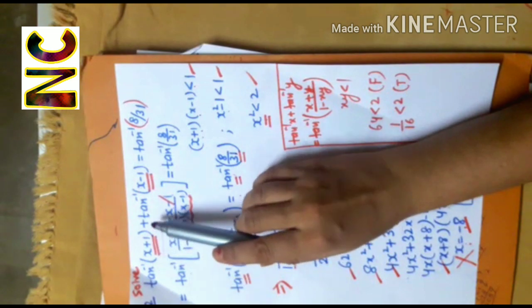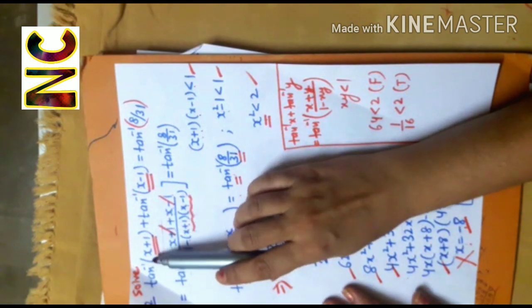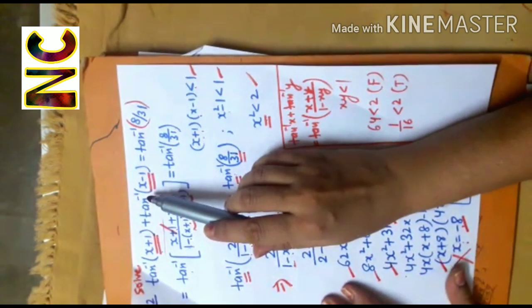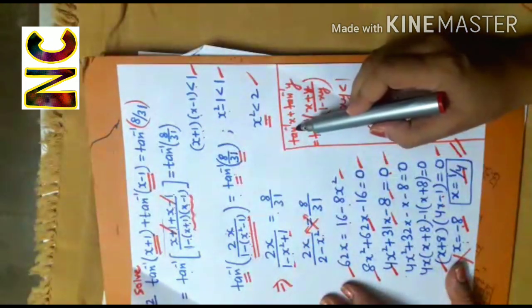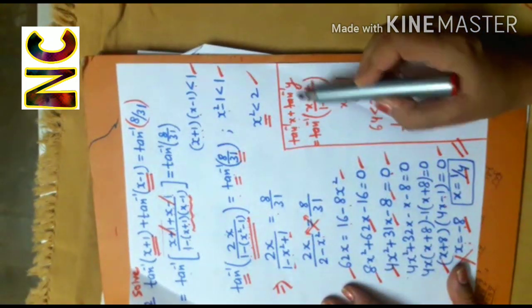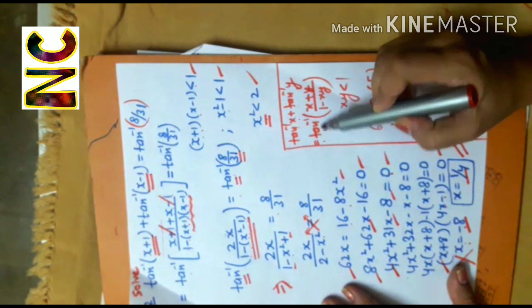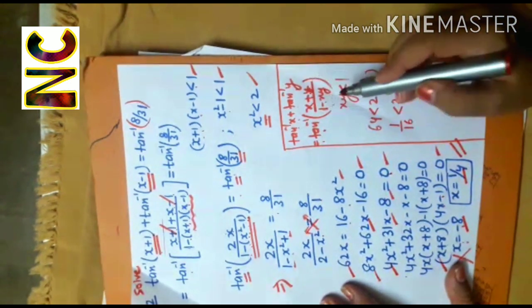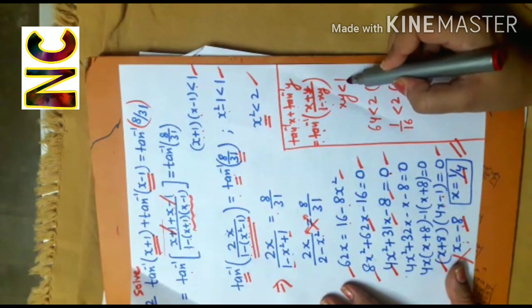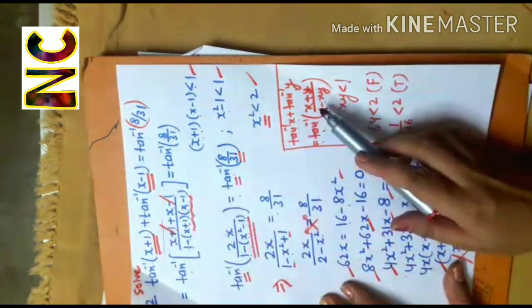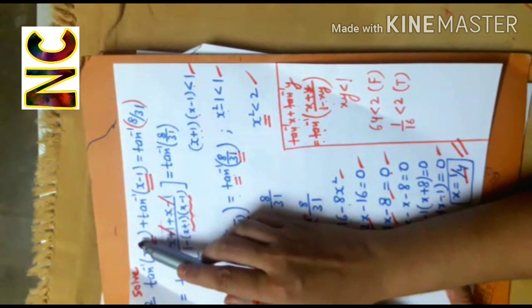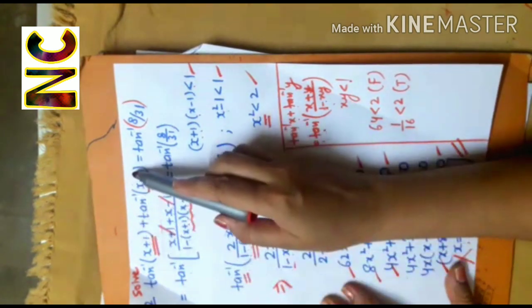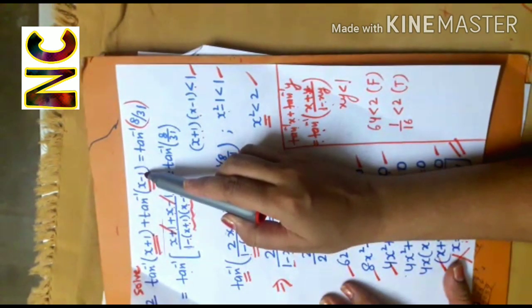Now the left hand side of the equation is of the form tan inverse x plus tan inverse y. And we know that tan inverse x plus tan inverse y is equal to tan inverse of (x plus y) over (1 minus xy), for xy less than 1. So here I'll use this, and the role of x is being played by x plus 1 and the role of y is being played by x minus 1.